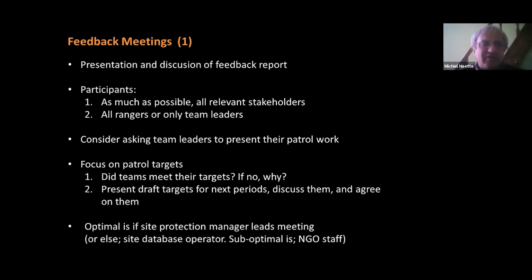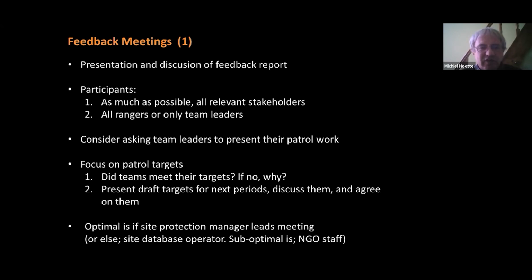Now about feedback meetings with rangers where this patrol report is being discussed. I think it's important to have all relevant stakeholders there. So if there's a local NGO involved and an international NGO, they should both be present. In the beginning, it's really good, or maybe always, if there's also a person from the central agency.